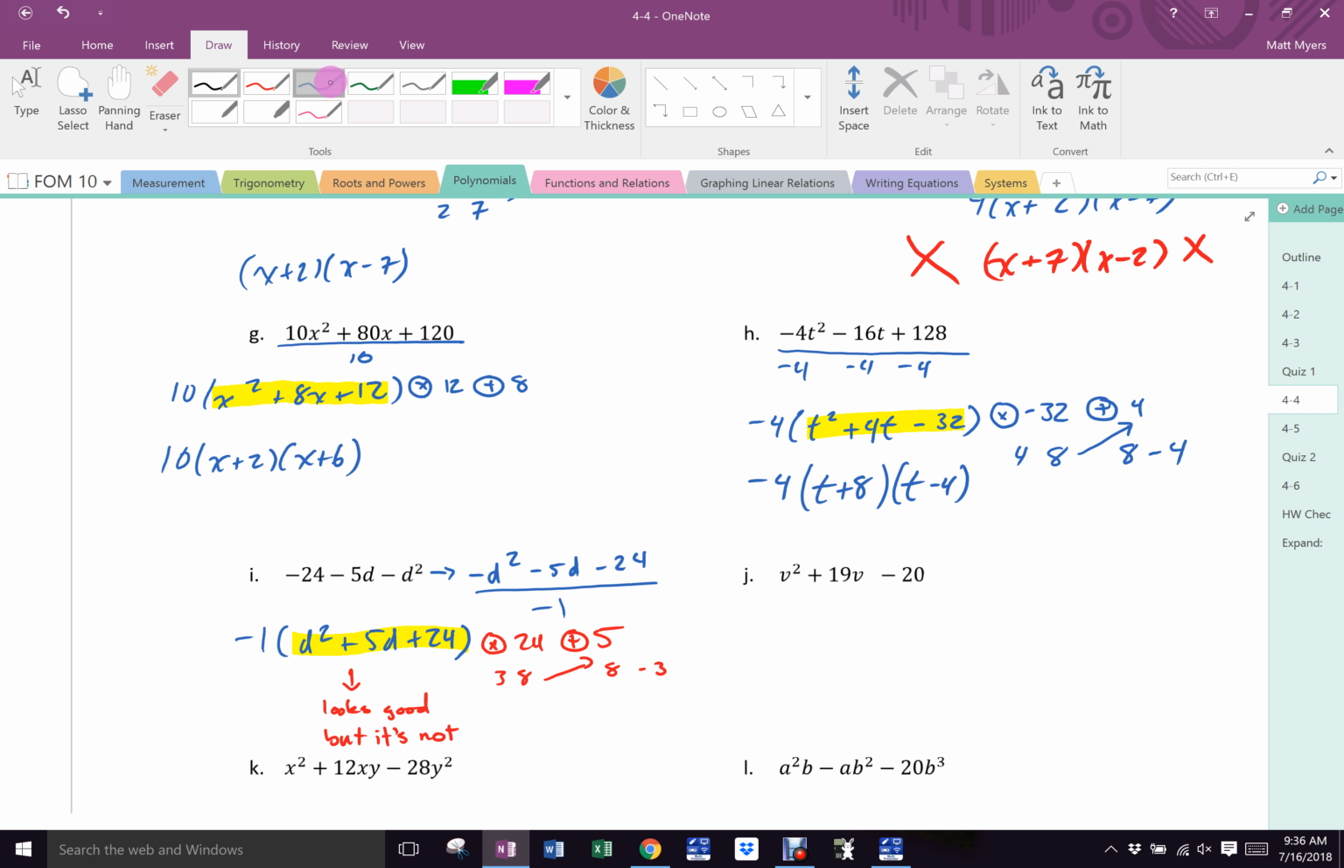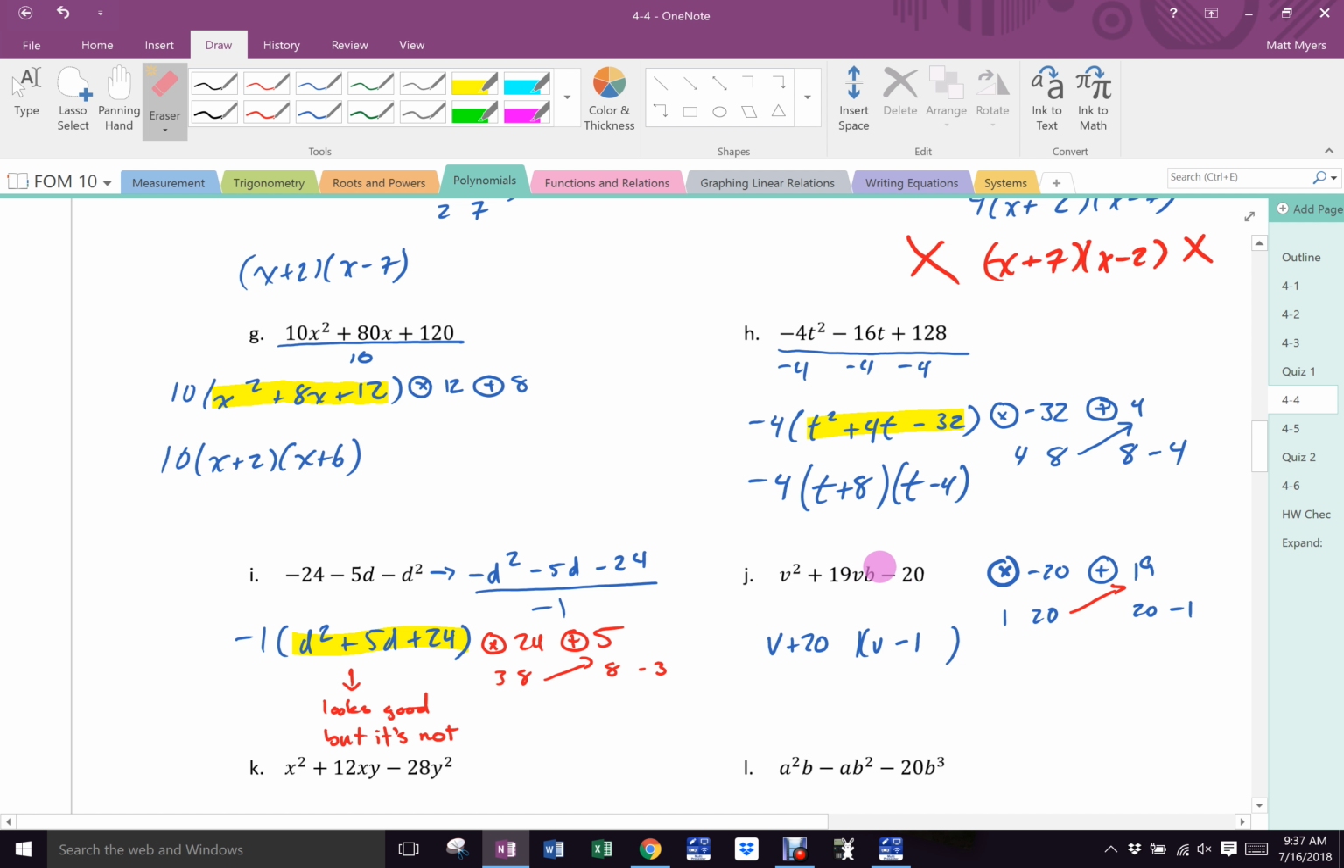You would need to multiply to what? Negative 20. And add to what? 19. Is it 1 and 20? Yep. It's 1 and 20. How do I make 1 and 20 get me to 19? 20 minus 1, correct? So it would be v plus 20 and v minus 1. Agreed? Everyone agree? That's if the b's weren't there.